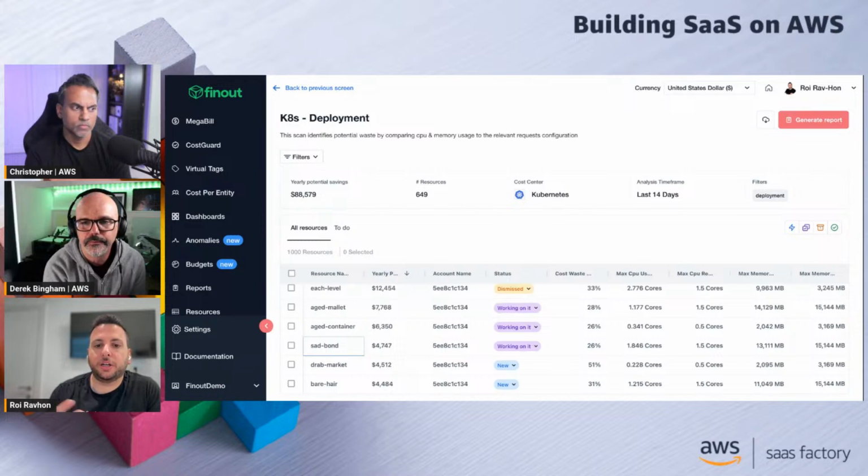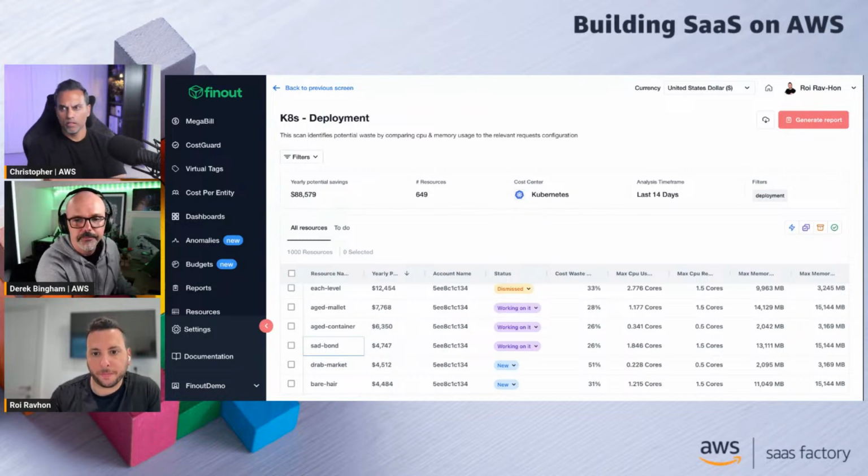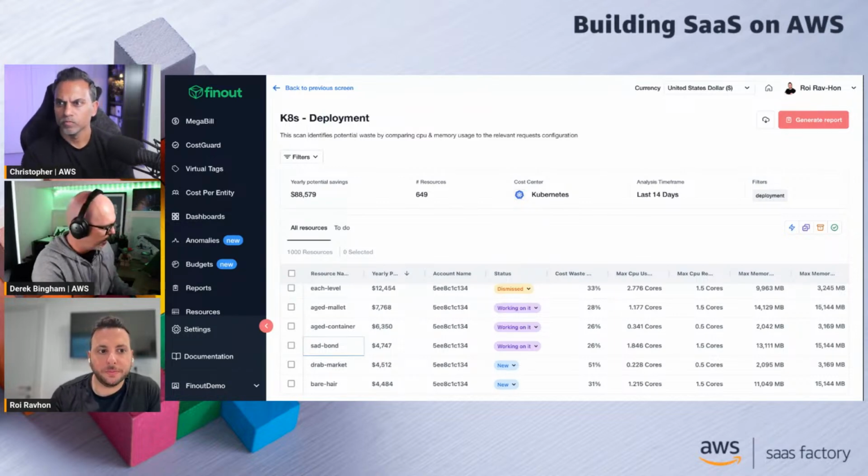So you can start to see what's the cost of a specific Kubernetes deployment or namespace or label or whatever, which is a significant cost factor from time to time. Cool. Yeah, really, really helpful indeed.